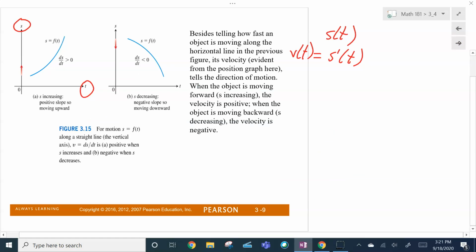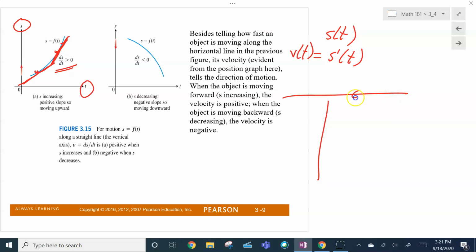So notice if I was just to take a point and look at the slope of the tangent, it's positive. Wherever it's at, it's positive, right? So the derivative is positive. In other words, the velocity is positive. So this particle is going to the right, if you're having the particle on a horizontal axis. If you're having the particle on a vertical axis, then it's moving up, because the velocity is positive.